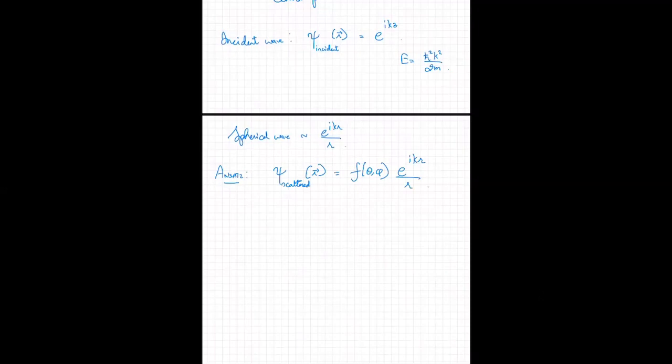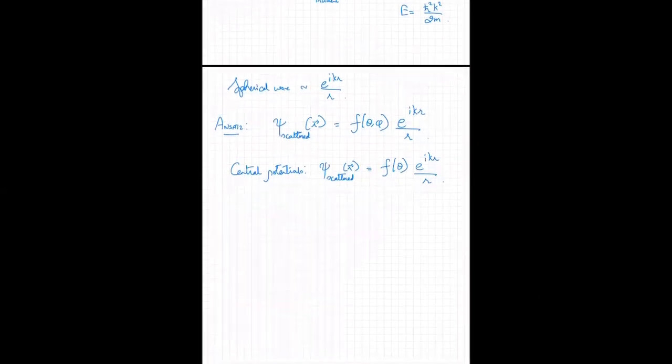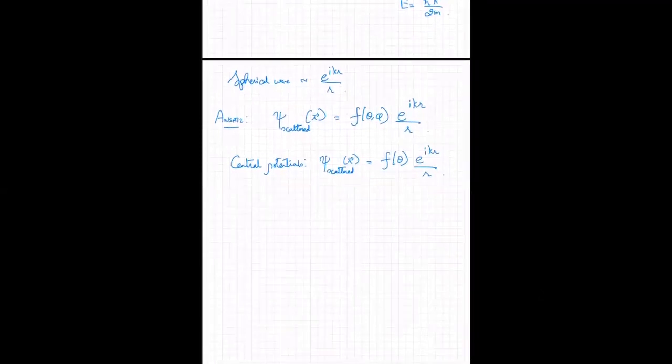Okay. Now for central potentials, psi scattered of r is only a function of theta and not a function of phi. Okay, so this is basically just f of theta times e to the ikr over r. Now we will stop at this point and we will pick this up later, but the central job of quantum mechanical scattering is to find out what this f of theta is.